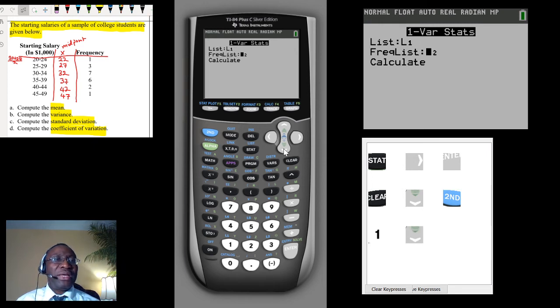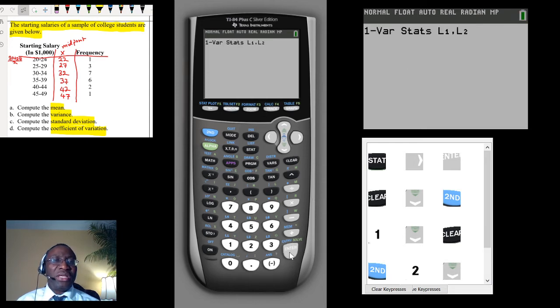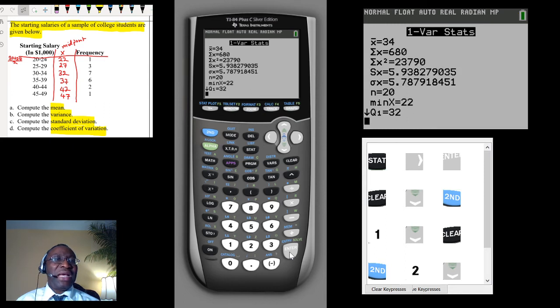Now I can bring the cursor. Let's also suppose you don't have L2 here. What would you do? You're going to press 2nd and then press 2. So that brings you L2. And then you bring your cursor to Calculate and press enter. Now when you press enter, that calculates the values that you need.